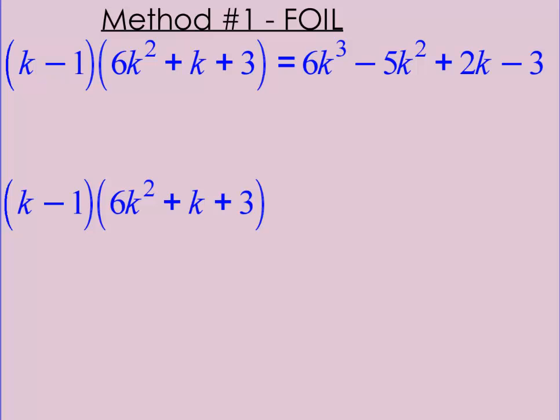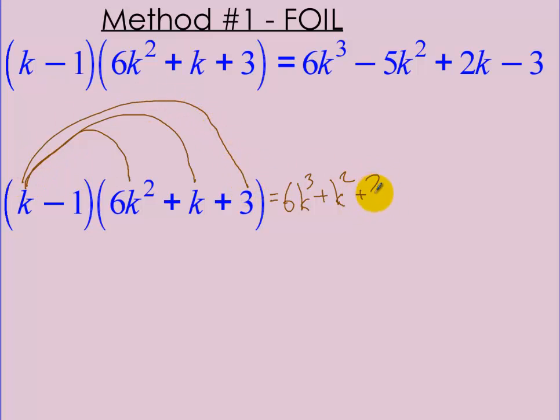Try a different one. Okay, so if you have the binomial times the trinomial, FOIL doesn't exactly work. It's kind of like a super FOIL. So the way that works is k times 6k squared is going to be, well, 6k cubed. And then you go k times k is going to be plus k squared. K times 3 is going to be plus 3k.